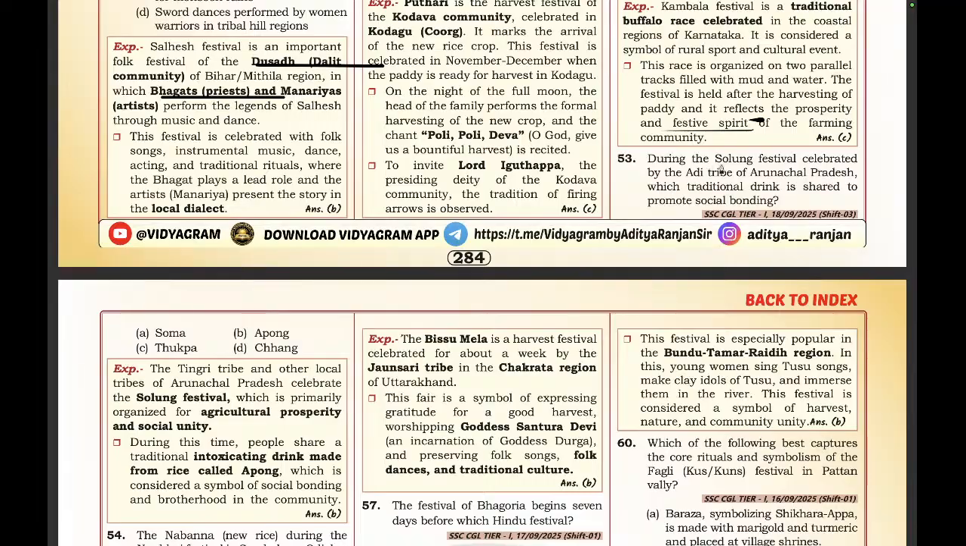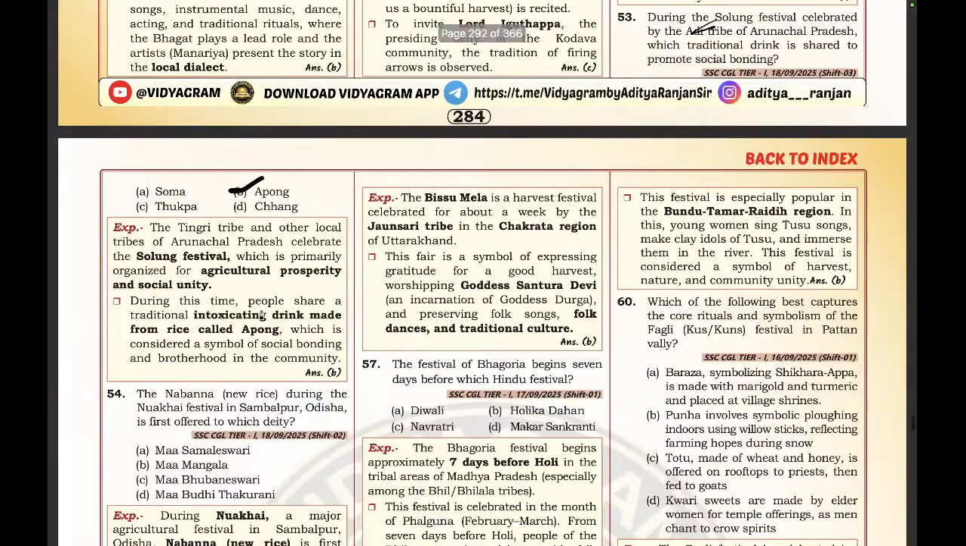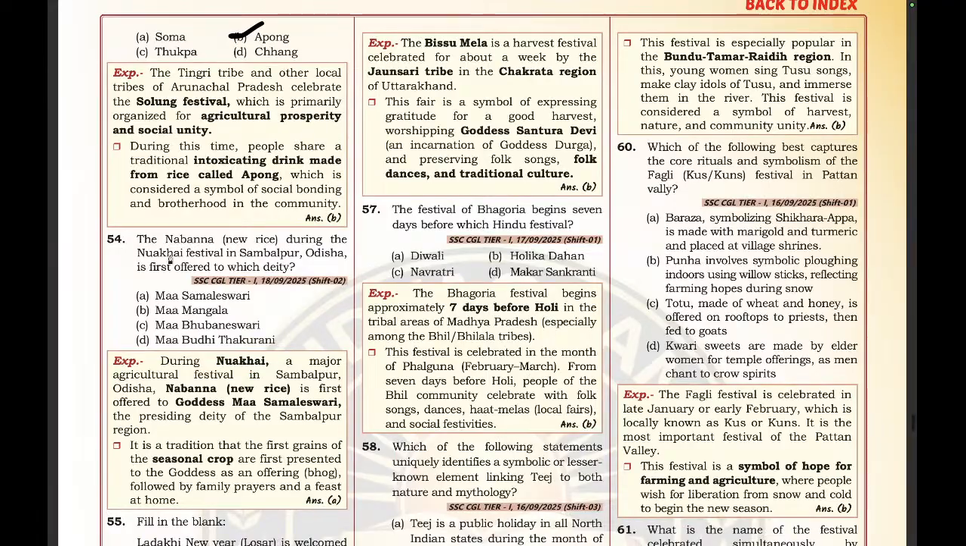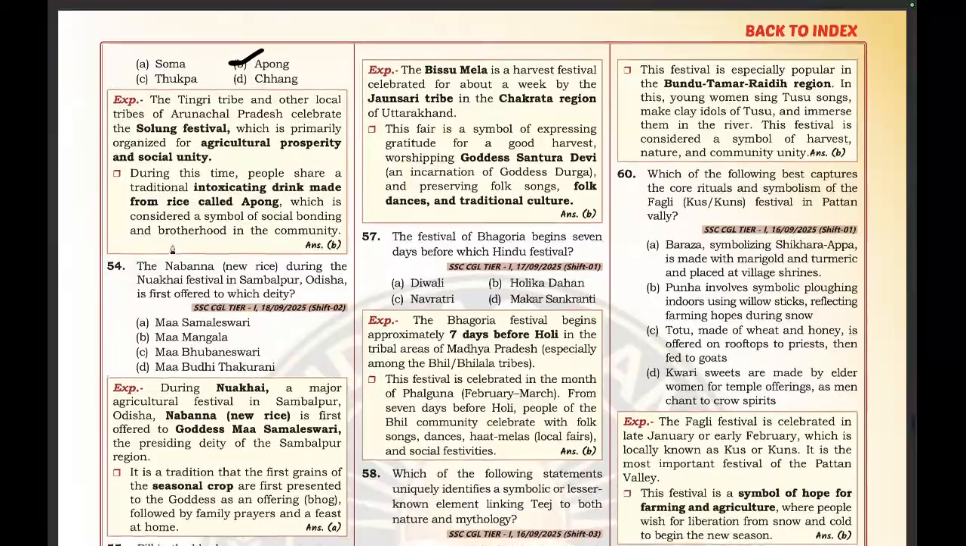During the community Solung festival, okay, by the Adi tribes. Solung, Adi भाई सो रहे हैं, ठीक है, in Arunachal, which traditional drink is shared? So आप लोग याद रखना, the apong is the drink that is being shared by the Adi tribe. So Adi tribe drinks apong in Arunachal Pradesh while celebrating Solung festival.